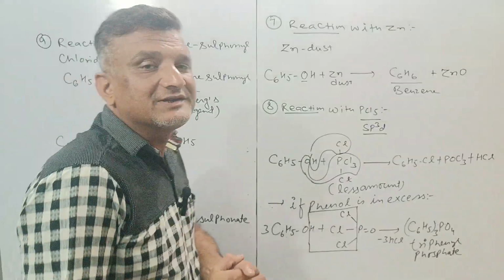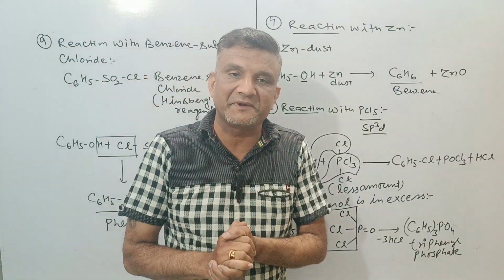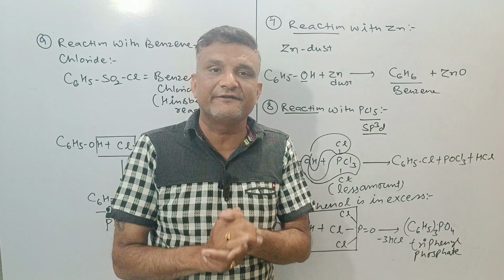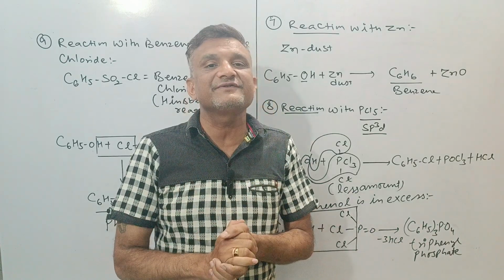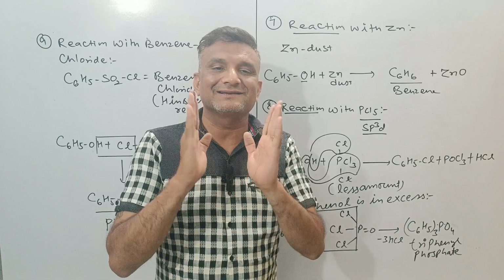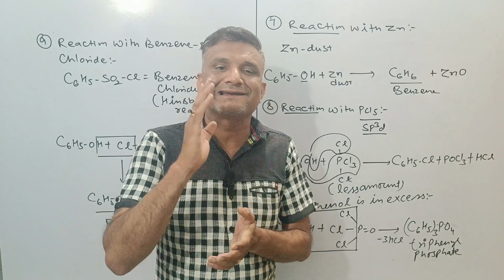So this was about the first part of the chemical properties of phenol, in which cleavage of the OH bond takes place. In the next section, we'll go with the second part: chemical properties of phenol as reactions due to the benzene ring.